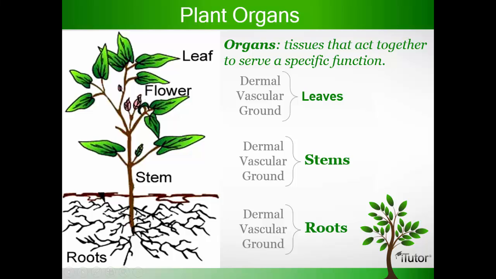Hello everyone, today we are going to learn about the structure and functions of leaves, stems, and roots. Leaves, stems, and roots are the organs of vascular plants. Organs are defined as tissues that act together to serve a specific function.